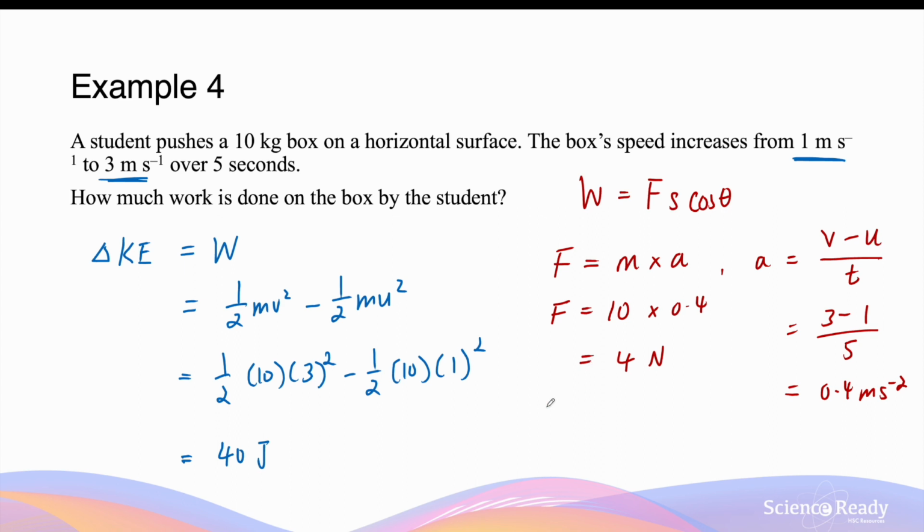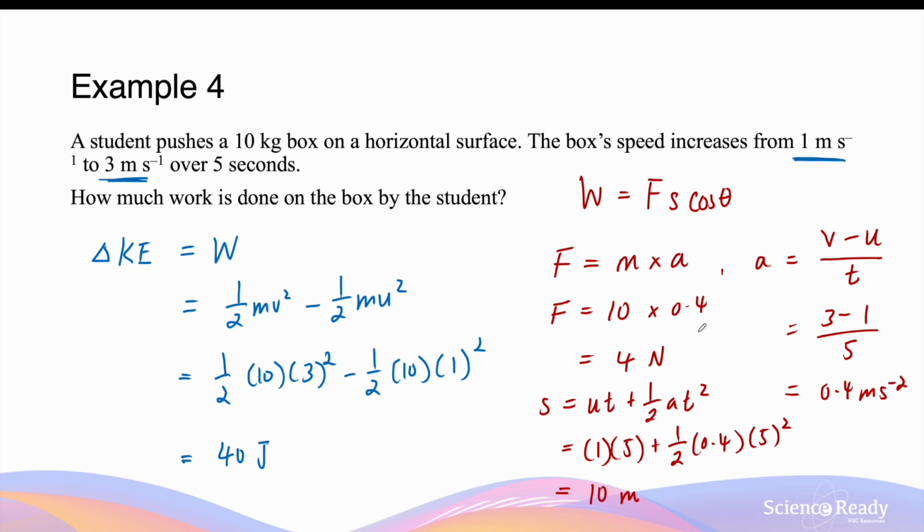To do this, we need to go back to one of our kinematic equations. That is, s equals ut plus half at squared. S is the displacement that we want to find. U is the initial velocity, which is 1 meter per second. Time is 5 seconds, plus half times the acceleration, which we found originally, which is 0.4, times time again, squared. This gives a displacement of 10 meters.